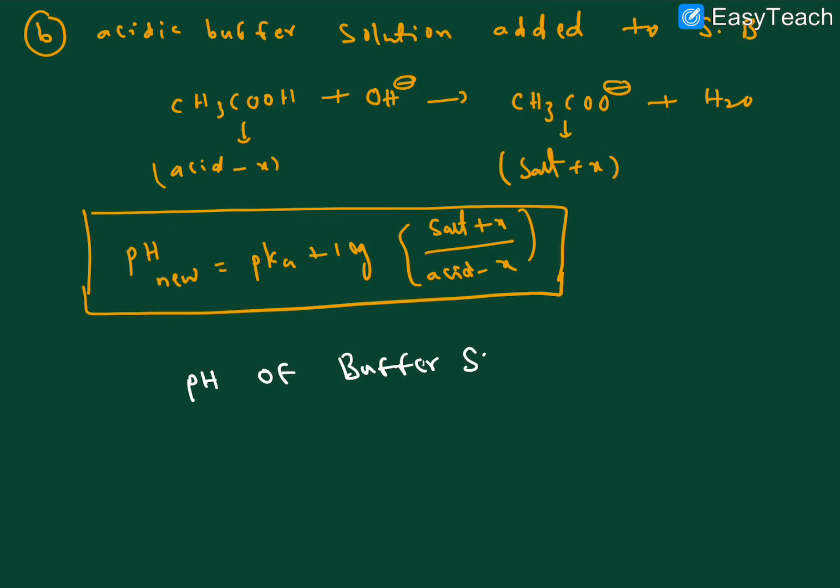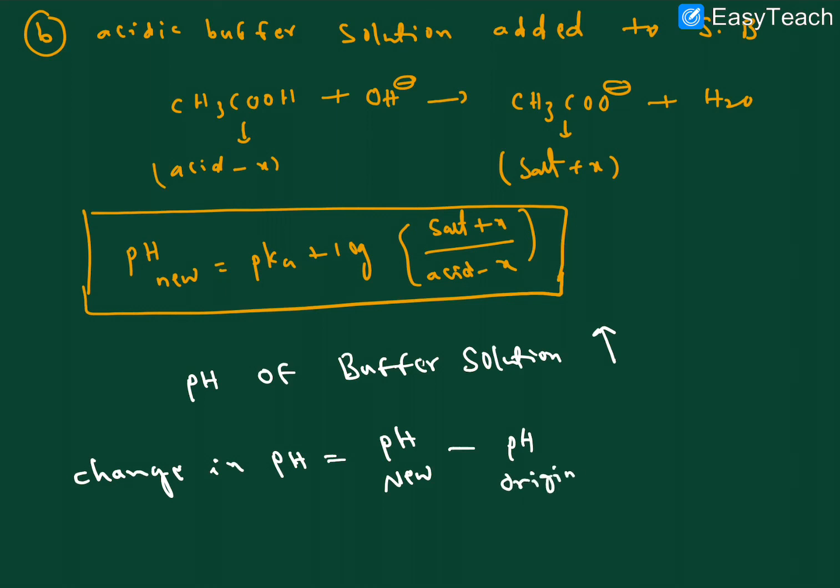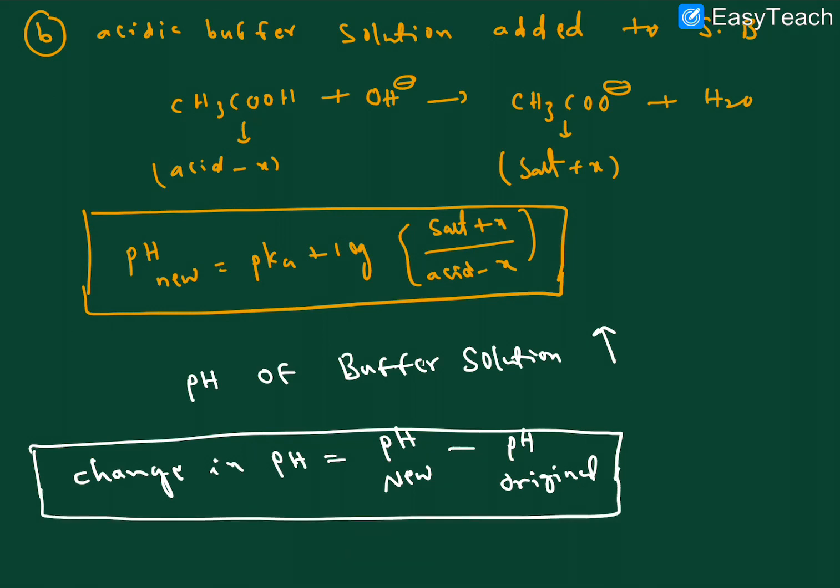Here, what is the point? The pH of the buffer solution increases, right? The change in pH is equal to the pH of the new solution minus the pH of the original solution. So this is the change in pH, right? I hope it is clear. Right, next one. The acidic buffer solution is over.